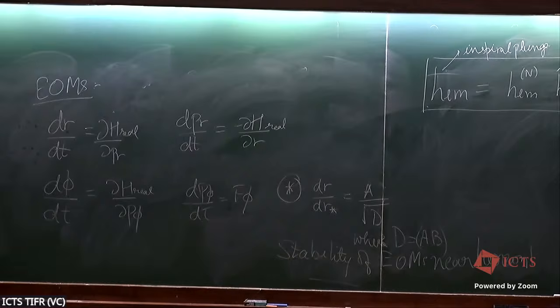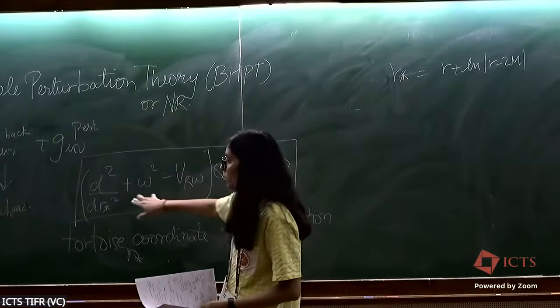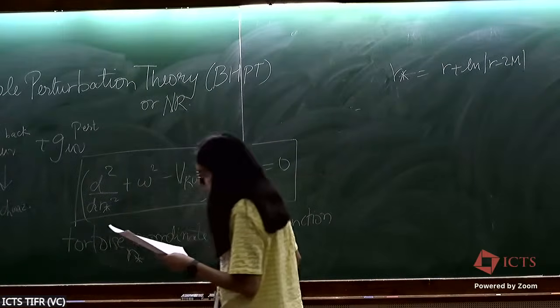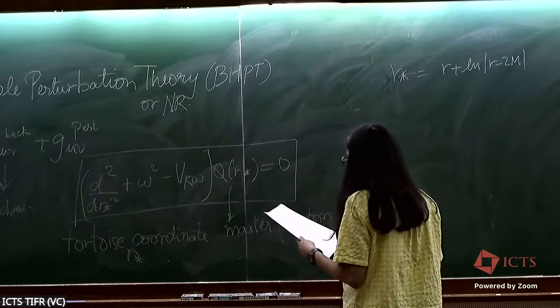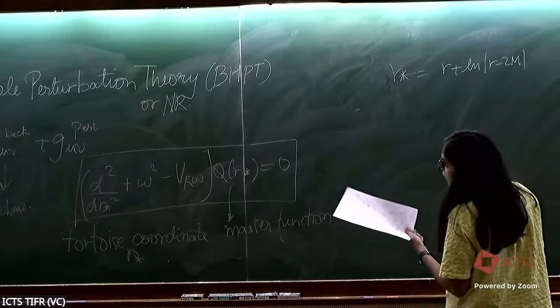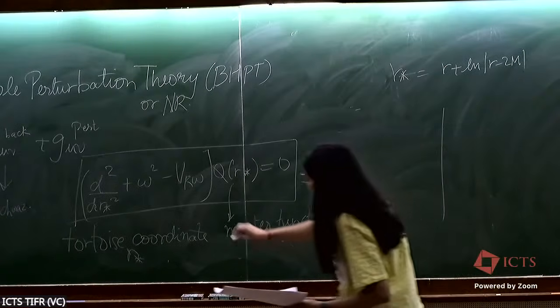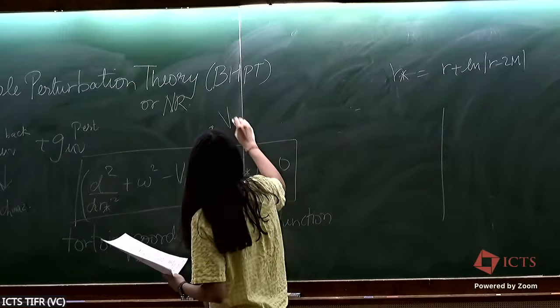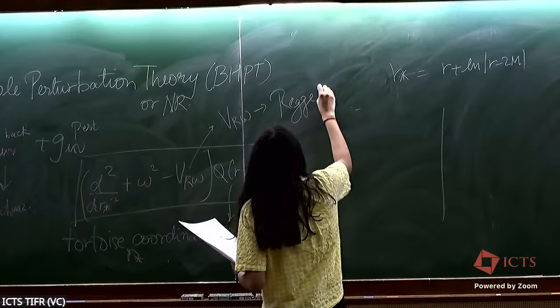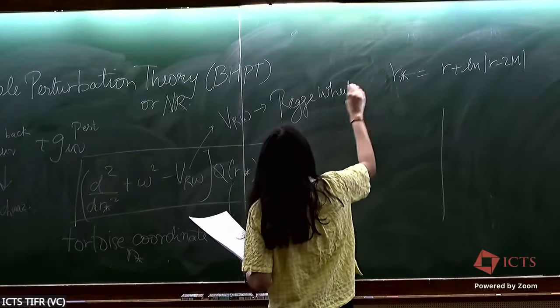If we look at this equation, this reminds us of the Schrodinger equation from quantum mechanics, where it is just an eigenvalue problem. So here as well, it's just an eigenvalue problem, and these omegas, the frequencies, would be the eigenvalues, and that would become the quasi-normal modes of the black holes. The potential, this V of R, is the Regge-Wheeler potential.